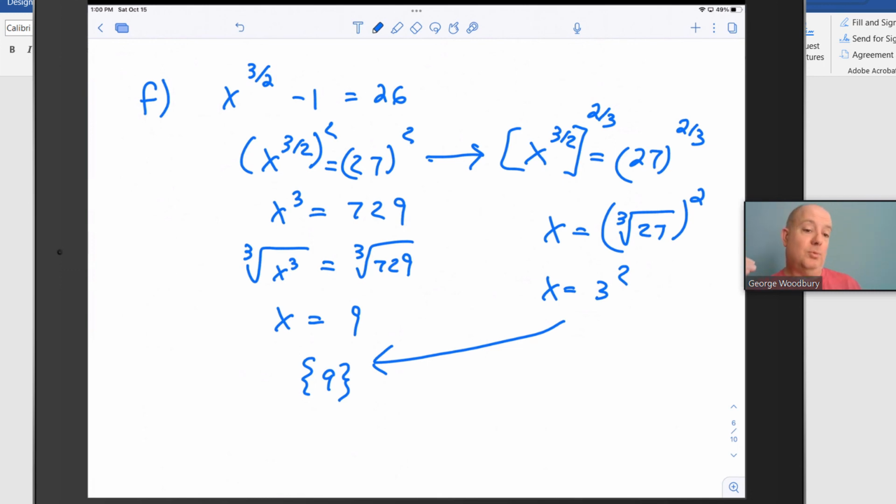It's probably a little easier than working with the 729. But if I didn't know the cube root of 27, then maybe squaring it would make more sense first. Anyway, try to be flexible in your approach. Try to find the way that's easier for you to work it through.